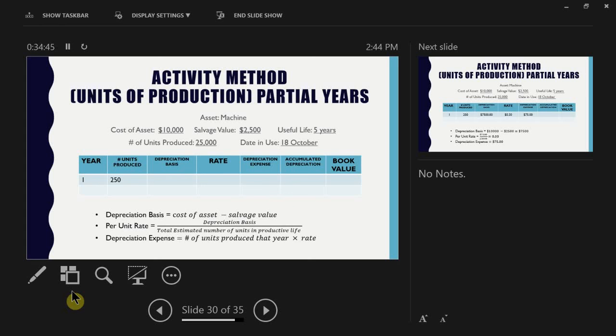So I have the rate as 0.3. Perfect. So 30 cents if you change it into cents. Right, okay, 30 cents, yes. Okay, so if I produce only 250 between the month of October 18th all the way to December 31st, that's only 2 months, right? How much is my depreciation expense?